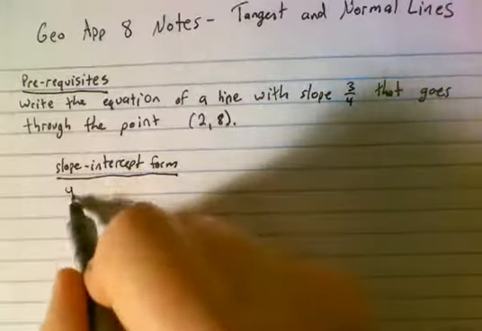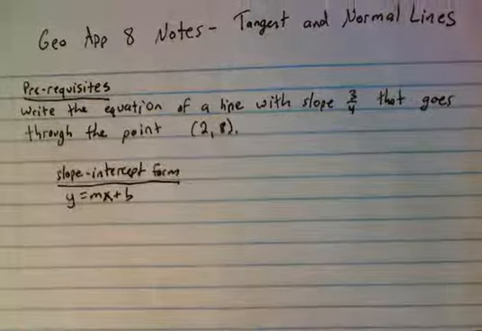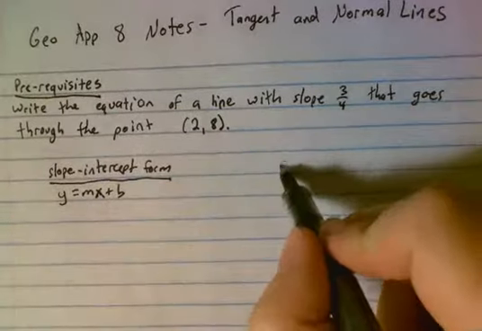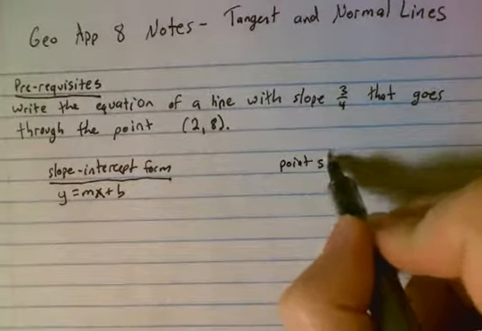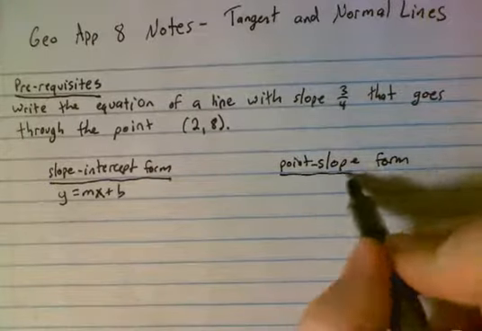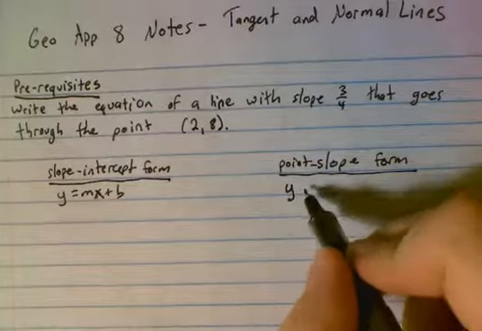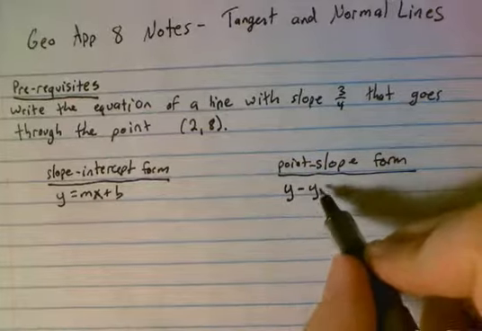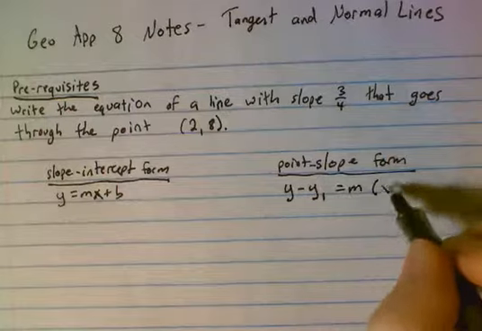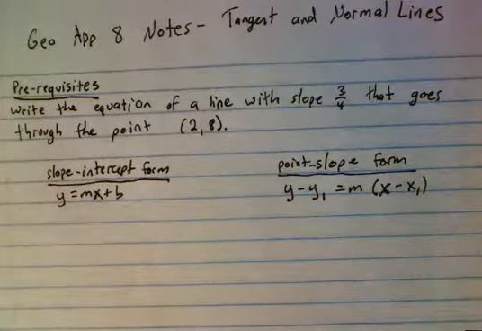So that's this y equals mx plus b. Frequently you'll see multiple choice answers in that form. And the other is what's called the point slope form, which looks like this. It's y minus y1, so y1 is a number, equals slope times x minus x1. x1 and y1 are numbers.